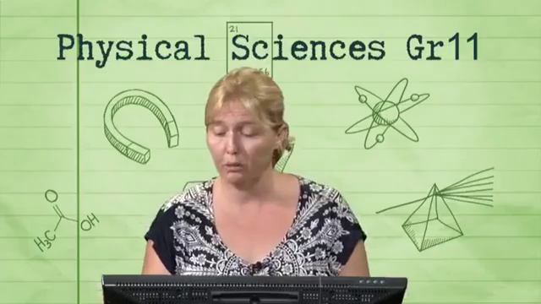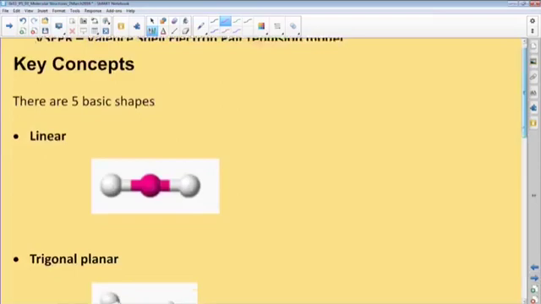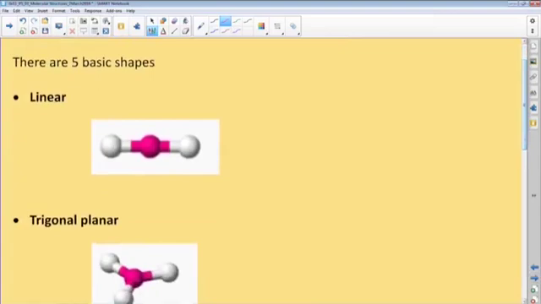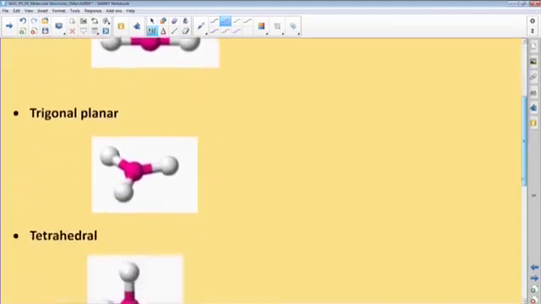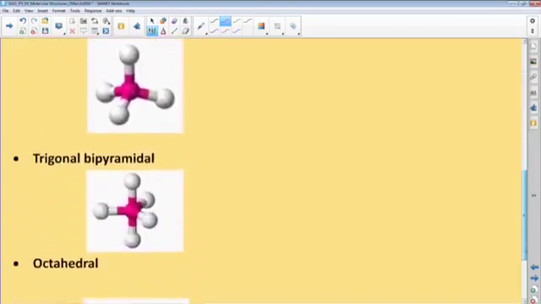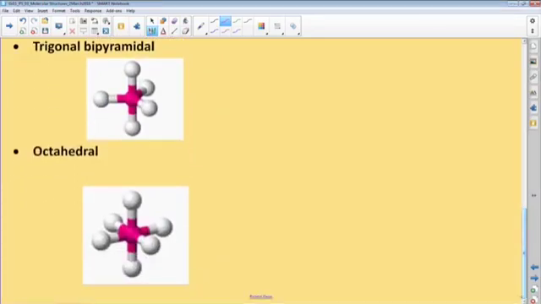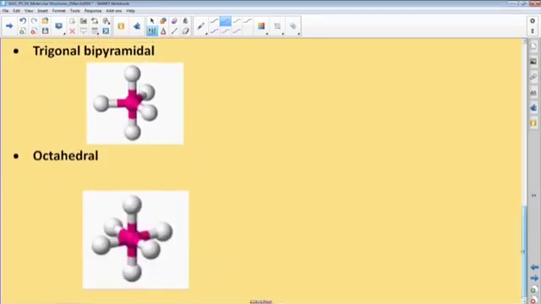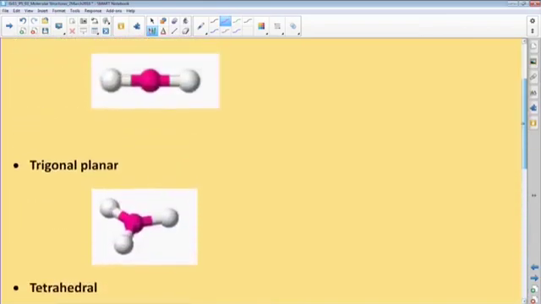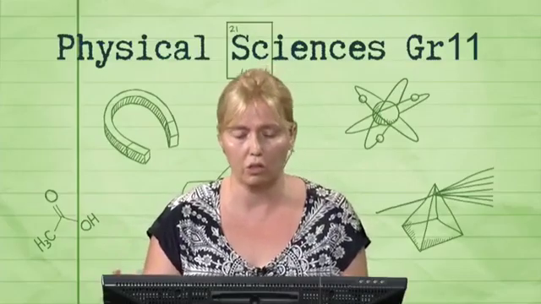Right. So I'm going to give you an idea of what the basic shapes are. So we've got 5 basic shapes. We've got linear, we've got trigonal planar, we've got tetrahedral, we've got trigonal bipyramidal, and we've got octahedral. Okay? So it looks like a lot, and if you look at these pictures, you think, oh my goodness, I don't know where to start, I don't know what to do. Don't worry, we're going to go through this slowly. We'll go through it together to make sure you know what's going on.